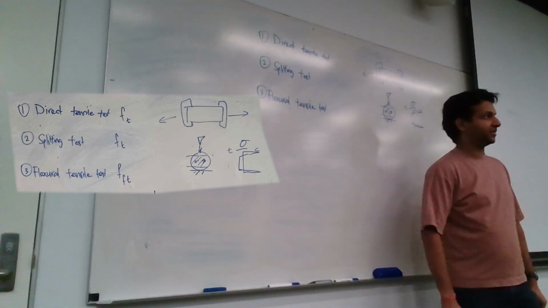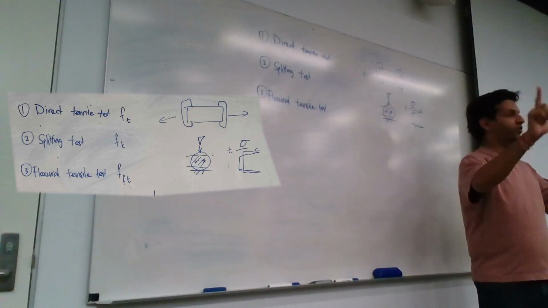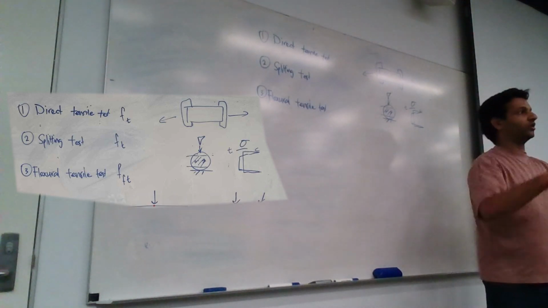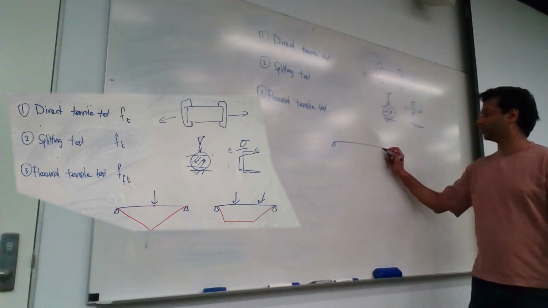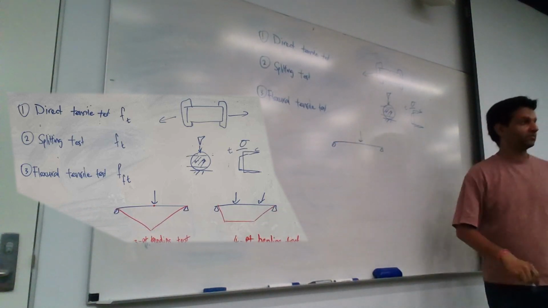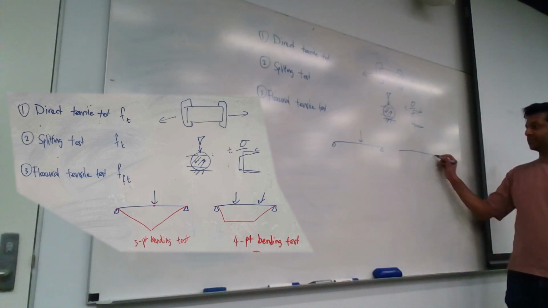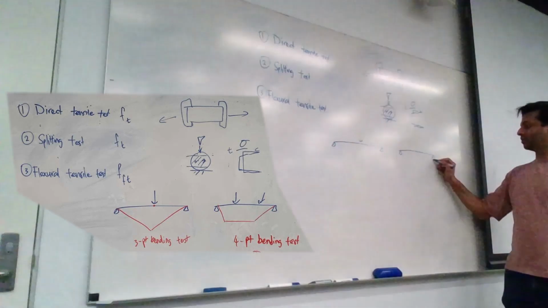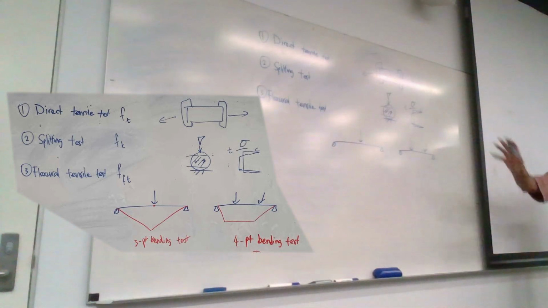The last test is the flexural tensile test. This is simple. Create a concrete beam, put it on your supports, and put a load on it until it breaks. Okay, there's 2 versions. There's this version. This is what you're talking about. There's this version, and there's this version. Let's say the loading on both of them is the same.